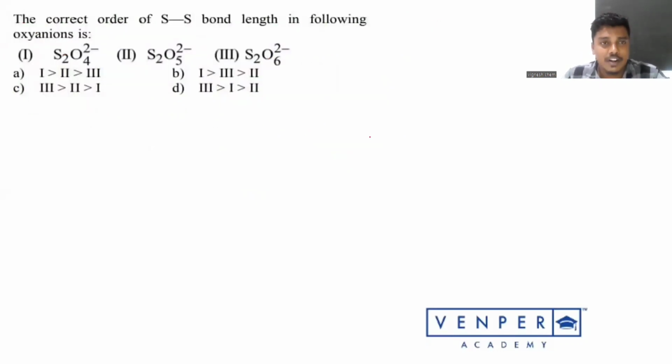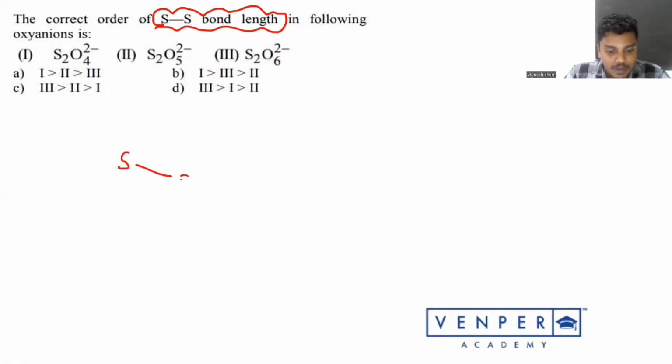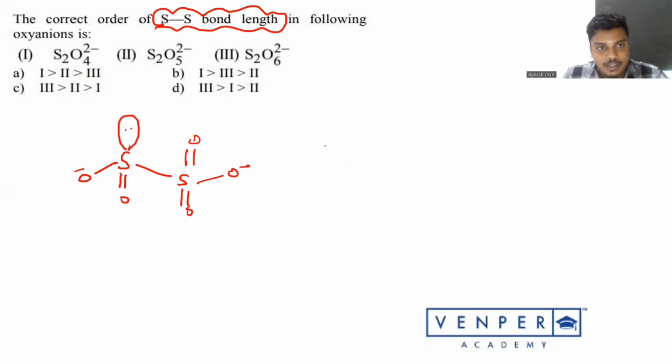Now the next question: the correct order of S-S bond length. They are asking for the bond length. Very tricky question. We have to check the lone pair repulsion. Now, S2O4 2 minus, S2O5 2 minus, and S2O6 2 minus. First structure: this is S with a double bond O, O minus, and this also has a double bond O and O minus. This sulfur has 1, 2, 3, 4 bonds and 6 electrons, therefore I put a lone pair. Structure 1.